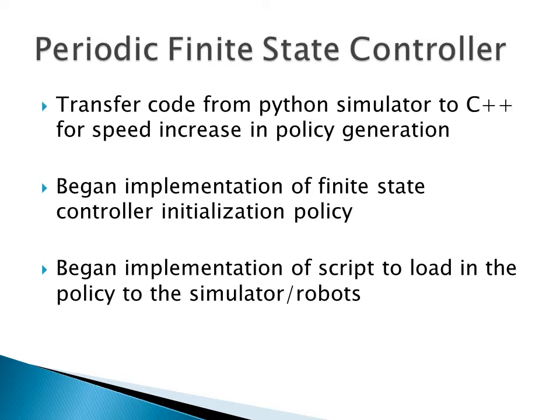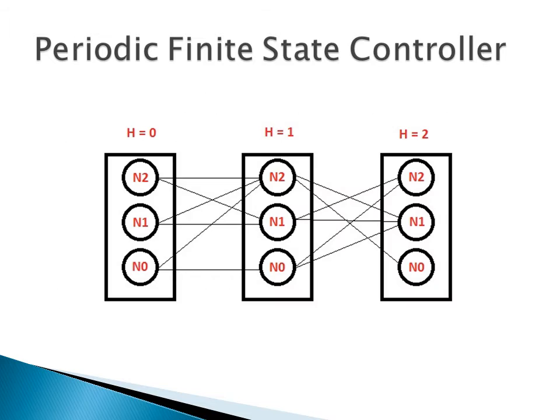After creation of the previous policies, we began work on a version of a periodic finite state controller policy. Since this policy generation would be very computationally intensive, our first step was to port code from our Python simulator to C++ to take advantage of the speed increases. We also needed to write a program to actually load the policies into the robots, as the policies could grow too large to do by hand.